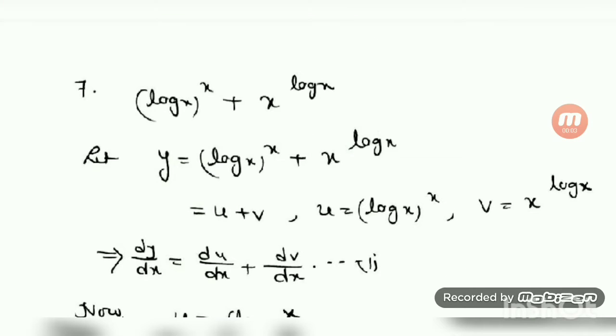Now I go to question number 7. Your question is (log x) to the power x plus x to the power log x. Here also we see there are two functions of x, and the power is also a variable. So here we have to take logarithmic differentiation, but we cannot take logarithm directly, as we know there is no rule for log of m plus n. That's why we just name this function as y, as earlier. y is equal to (log x) to the power x plus x to the power log x.